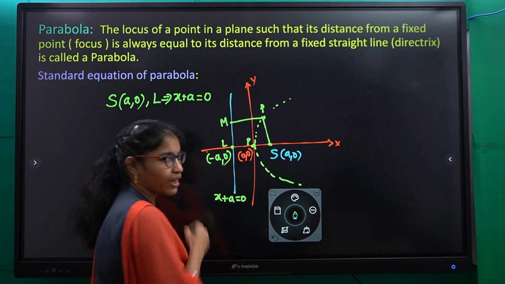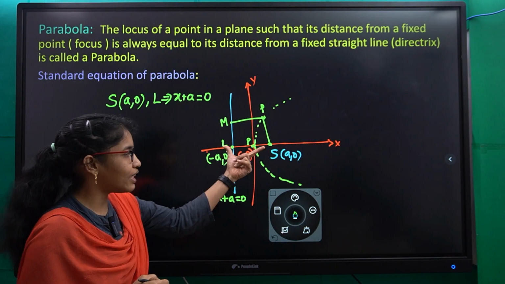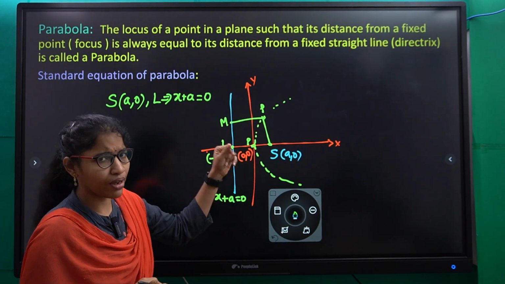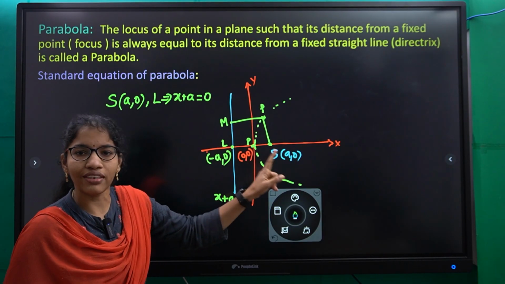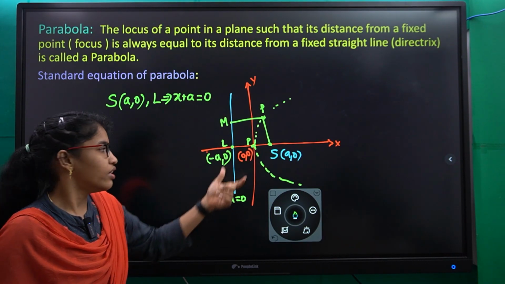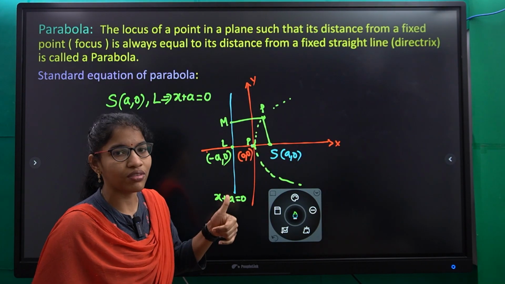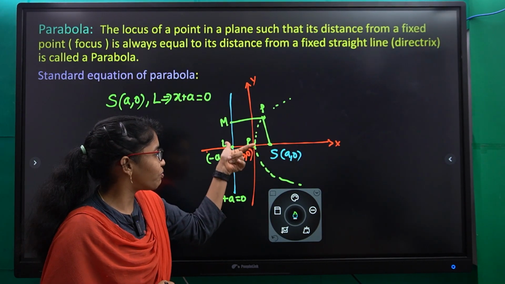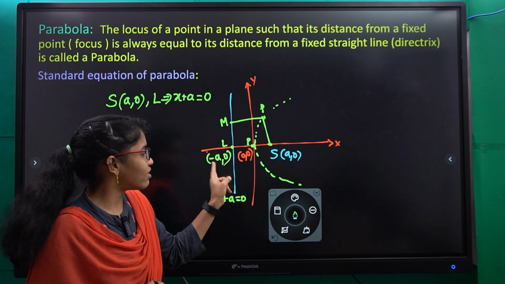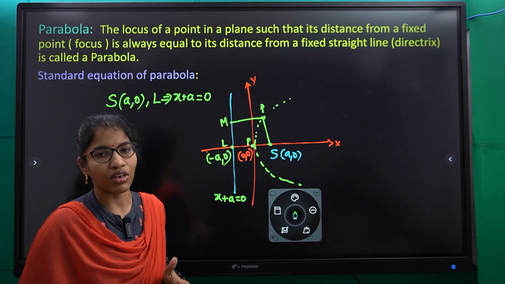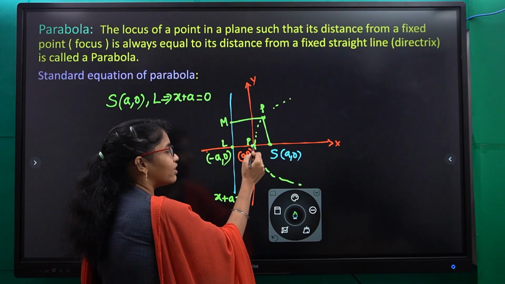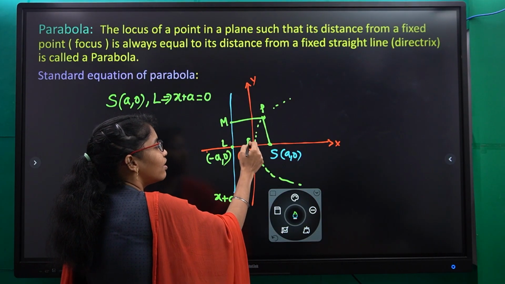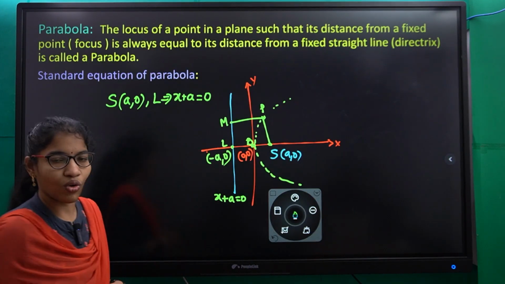Now the vertex becomes the midpoint of LS, because any point on the conic is always equidistant from the focus and the directrix. So the vertex becomes the midpoint of L and S. This is minus a comma 0, this is a comma 0. Now what is the vertex here? The vertex becomes the origin. You can call it O.